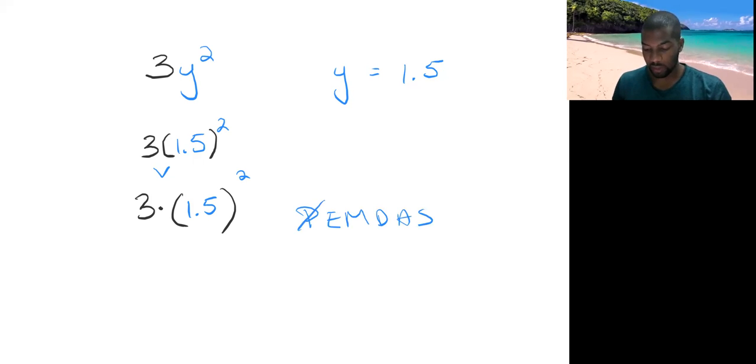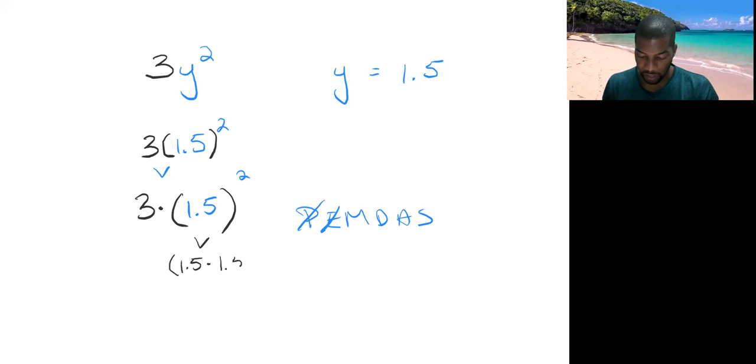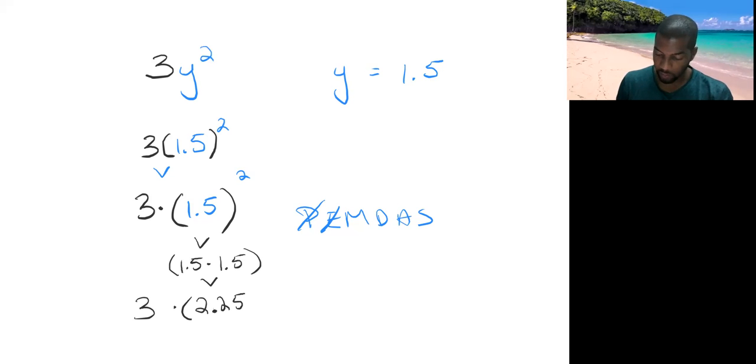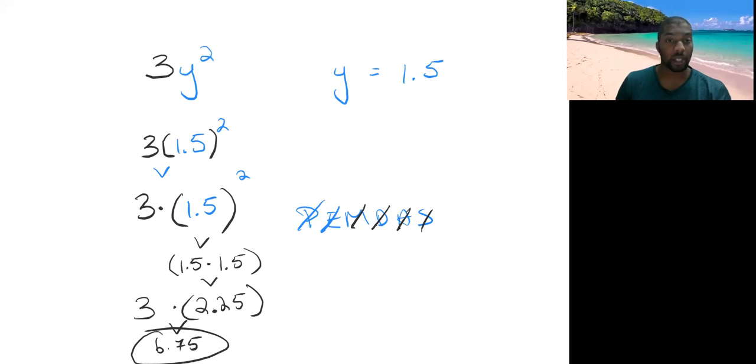So according to PEMDAS, what you would do is you'd attack the parentheses first. Nothing's going on in the parentheses. It's just 1.5. Then you do the exponent. And the exponent here tells you to do this. 1.5 squared is 1.5 multiplied by 1.5. I'm using my calculator to do that. Make sure you don't forget the decimal. That should be 2.25. 2.25 multiplied by 3. Let's use multiplication next. 3 times 2.25 is 6.75. And there are no more operations to do after this, and therefore your answer is 6.75.